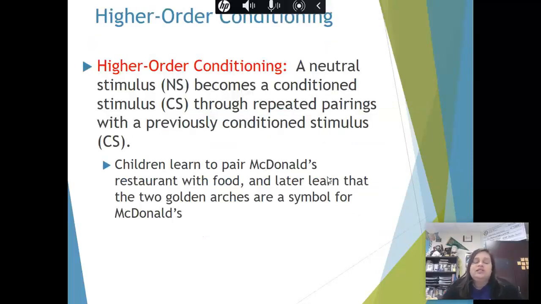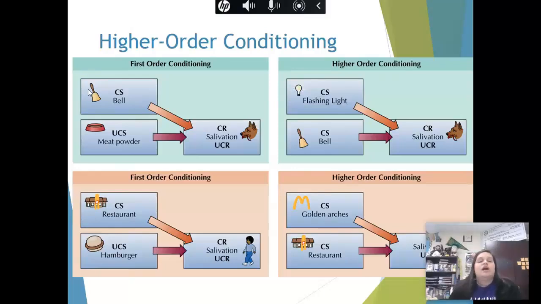Higher order conditioning. So sometimes we take it a step further, that you've learned that you create this conditioned stimulus, but then that conditioned stimulus can create a new behavior. So here we've got a couple examples. In Pavlov's case, we know that the bell becomes a conditioned stimulus and it creates the conditioned response of salivation. The dog knows if he sees the bell, he's going to salivate. Sees the bell, he salivates. Now we can pair that with a flashing light, and then he'll salivate to either the flashing light or the bell. This is higher order because the bell is not a true unconditioned stimulus. The bell already has a learned value.